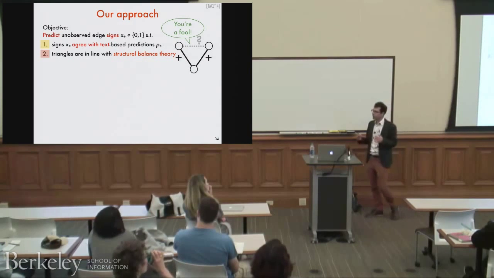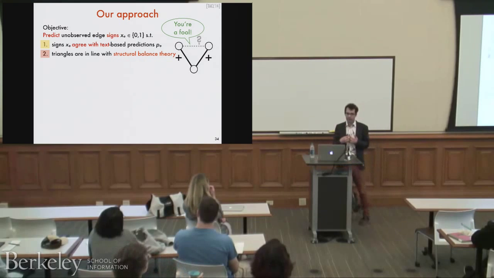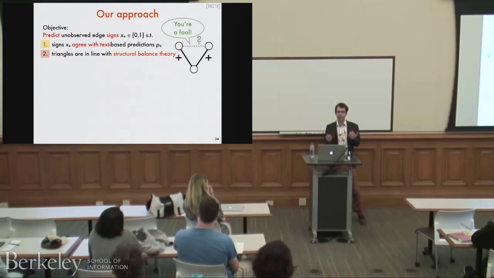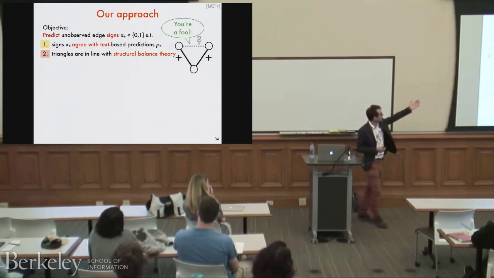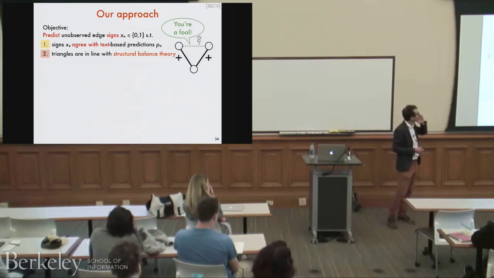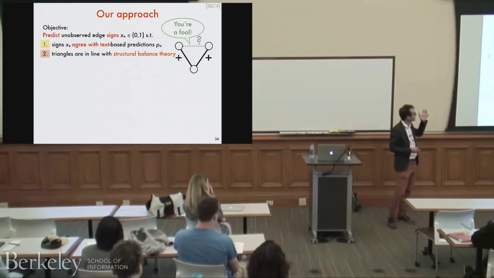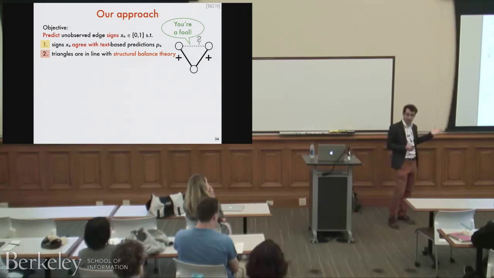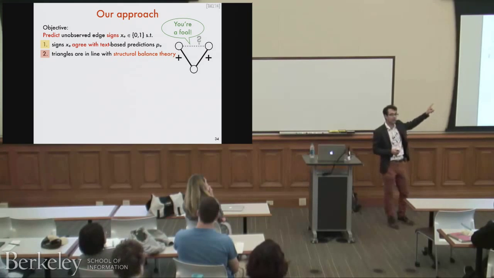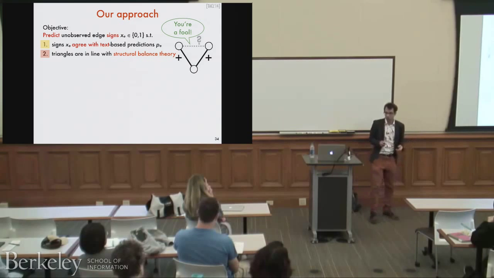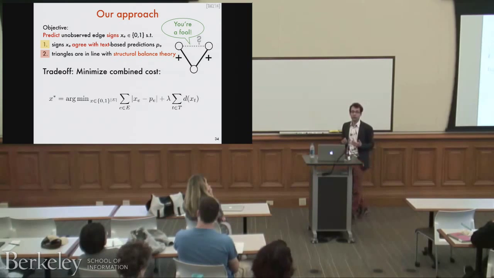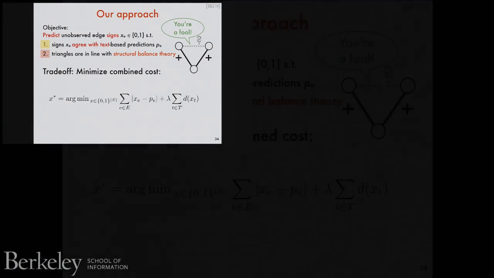Now, obviously, reconciling these two objectives is not always possible. Look at this example up here. You have this little triangle. The text says "you're a fool." So clearly, this is a negative message, but the network context predicts a positive sign because a friend of my friend is my friend. So there's really a trade-off that we need to find.